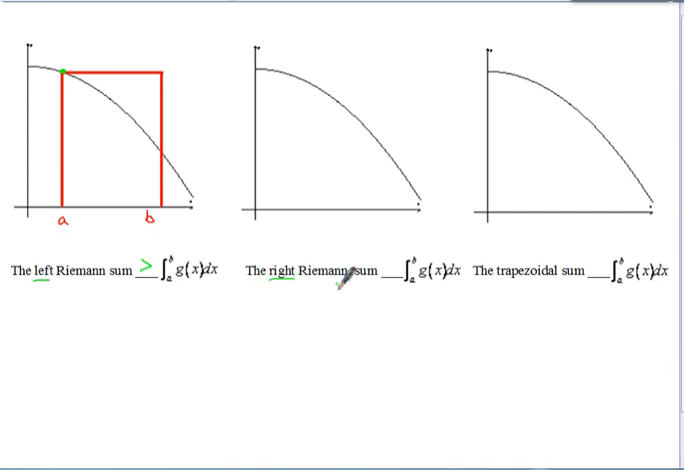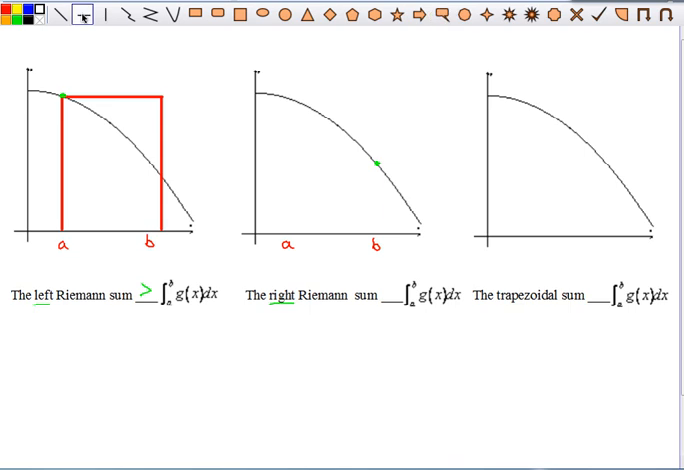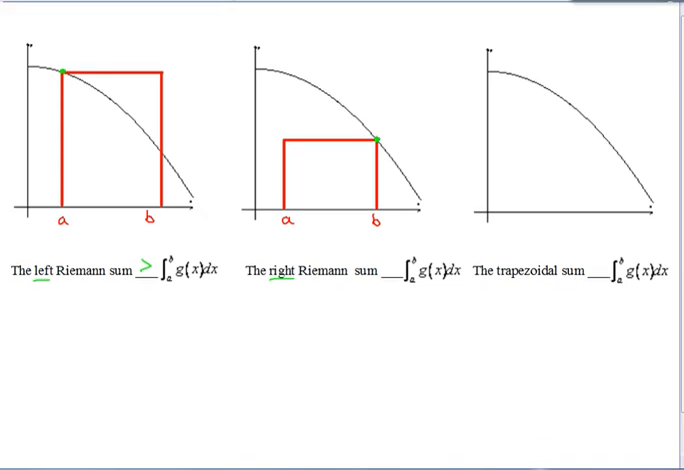The right Riemann sum. Using the right endpoint here, this graph, to draw the height of a rectangle. See, this time it misses this whole section right here, so it underestimates, so it would be less than the exact area the definite integral represents.